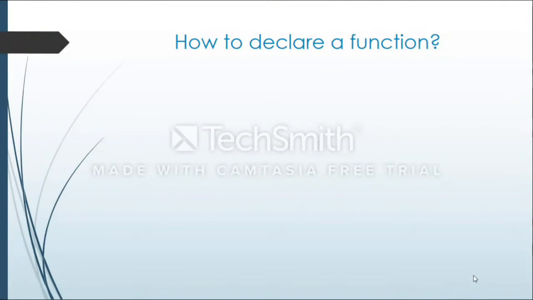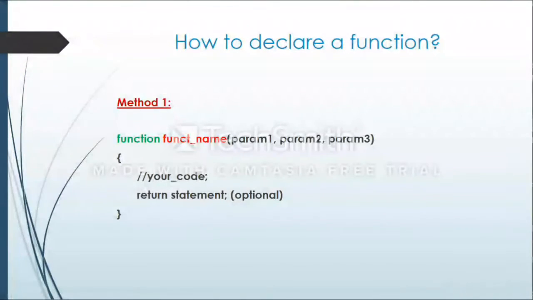How to declare a function? We have many methods to declare a function in JavaScript. Let's start with a basic one. In method 1, we start with function keyword, then function name, and then a list of parameters inside parentheses. Then we write our code and return statement inside curly braces. Please note that the return statement is optional here.